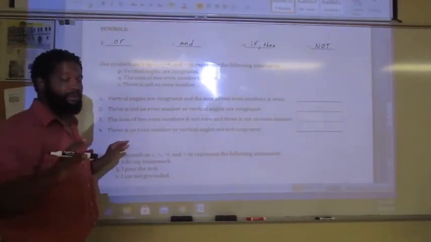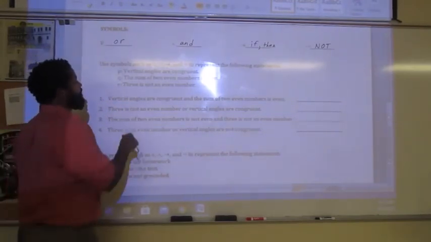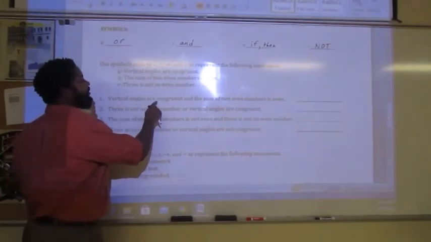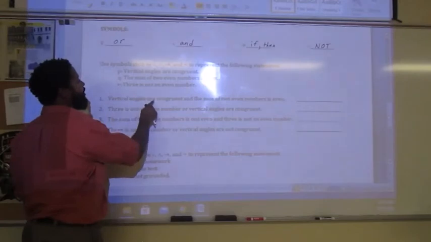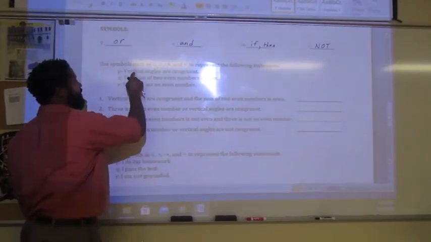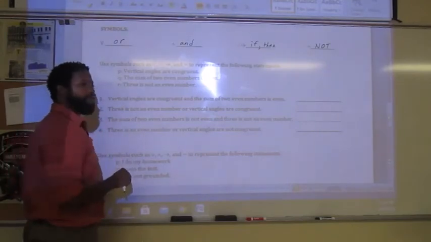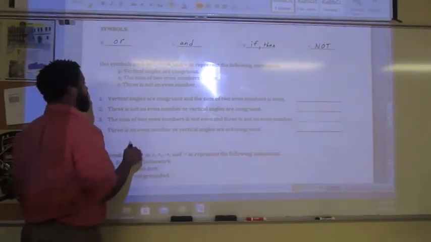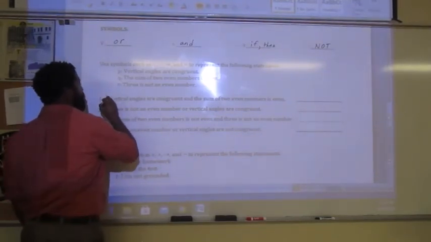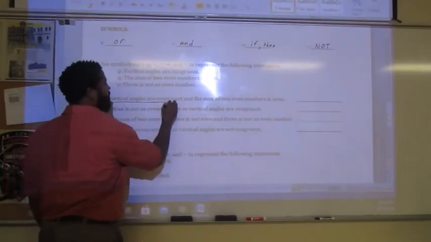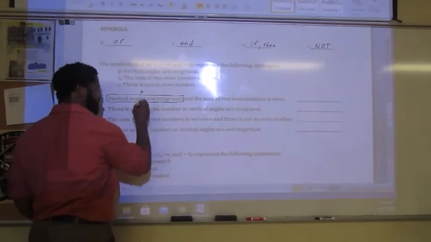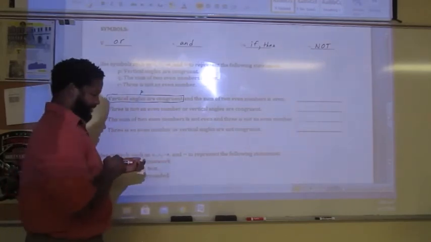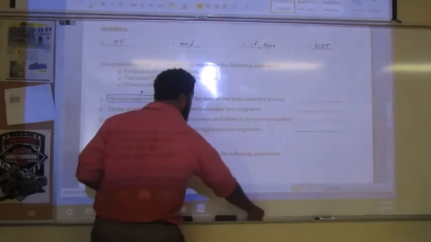I'm gonna do this slow. Look at how I'm doing this. Vertical angles are congruent. Which of these up here is that statement? What does it associate itself with? P. Yes. So, vertical angles are congruent, that's your P. You're gonna get it.